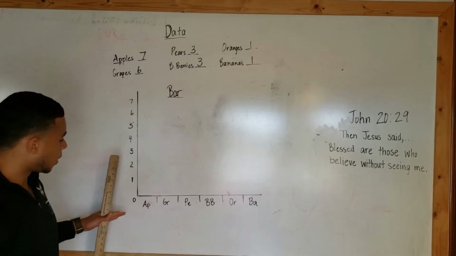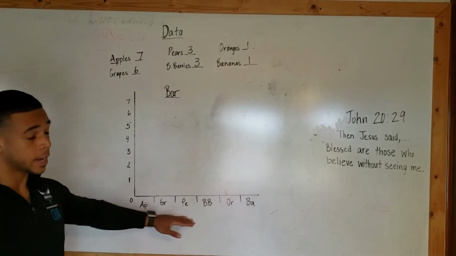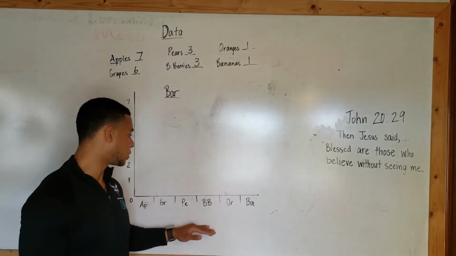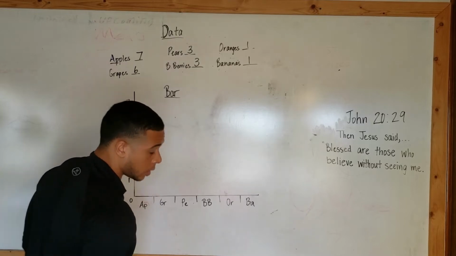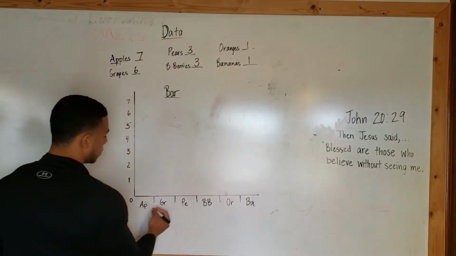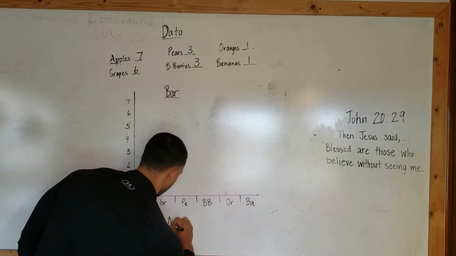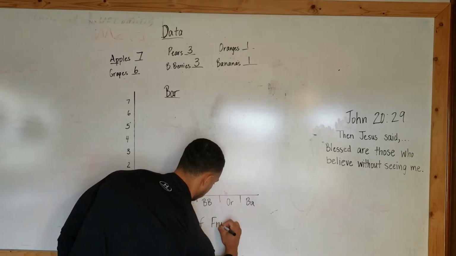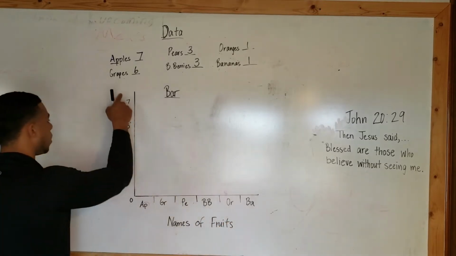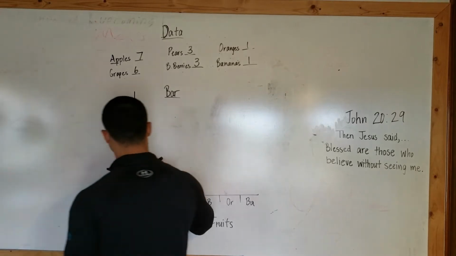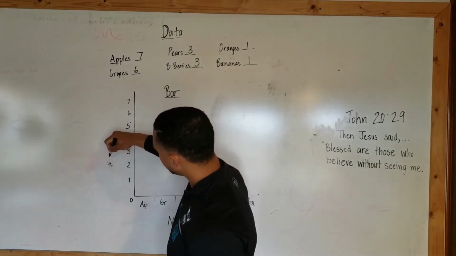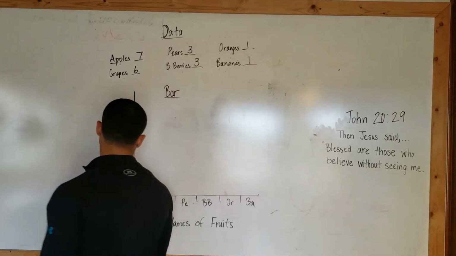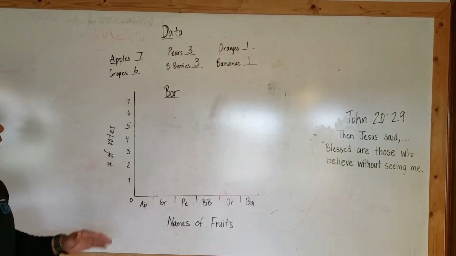All right, now that we have both of our axes made, let's go ahead and label our axes. This is another important part of graphing. You put your information on your axis, but you need to make sure that you label it. Labeling it is not a hard step, you just have to remember it. What we're doing down here is names of fruits. And then on our y-axis, we'll just put the number of votes. So let's use our number sign. Number of votes.